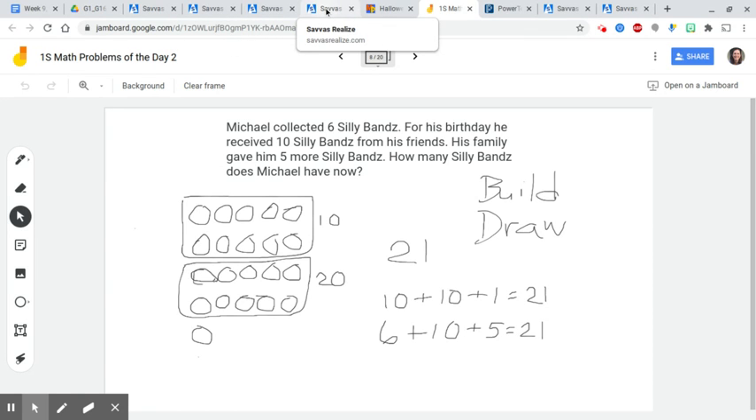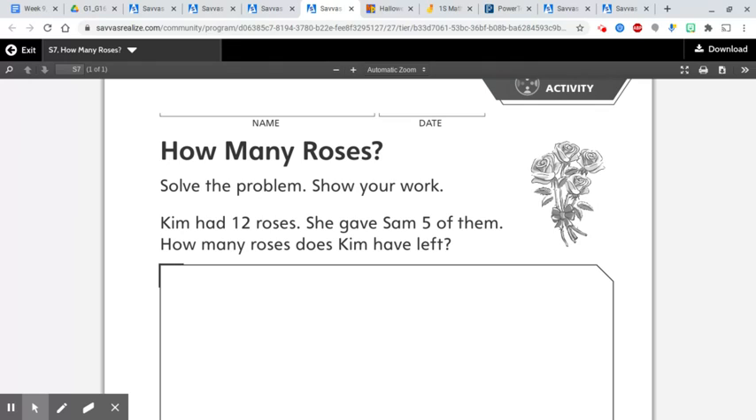So the next one we are going to do is we are going to work on a problem called How Many Roses? So clear your whiteboard, get your cubes ready. This one says Kim had 12 roses. She gave Sam 5 of them. How many roses does Kim have left?